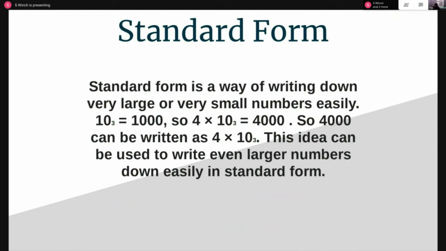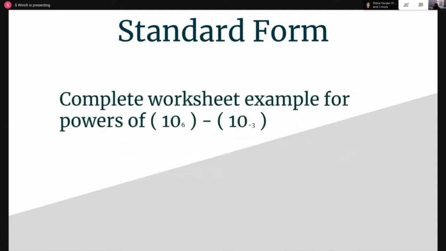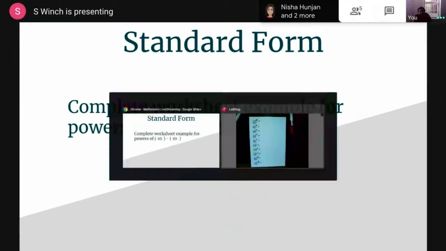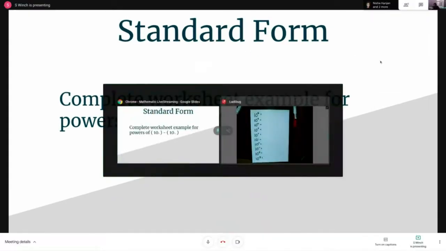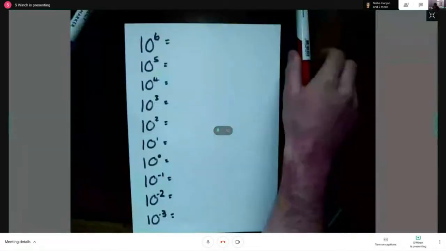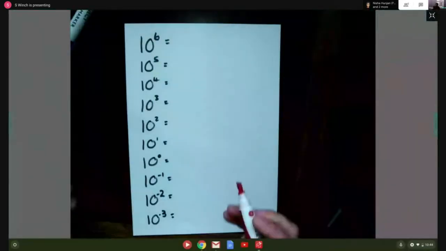And that's what we're going to go through in detail today. The first thing I want to do using my lovely visualizer is to test your knowledge on powers of 10. 10 to the power of 6, and we're going to work our way down to 10 to the power of minus 3. So here on my screen, you can see you've got 10 to the power of 6, right down to 10 to the power of minus 3.